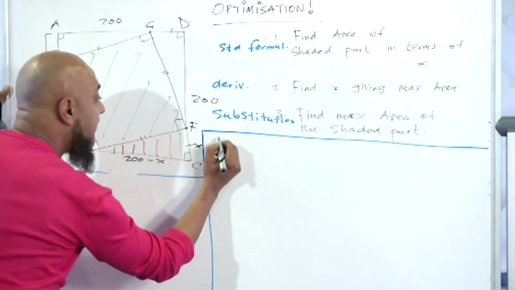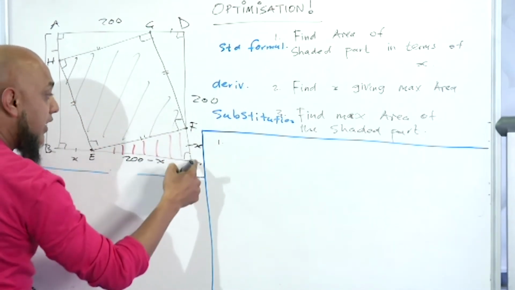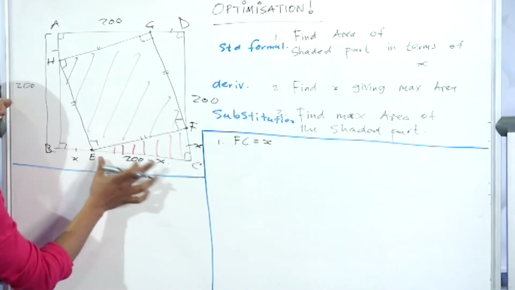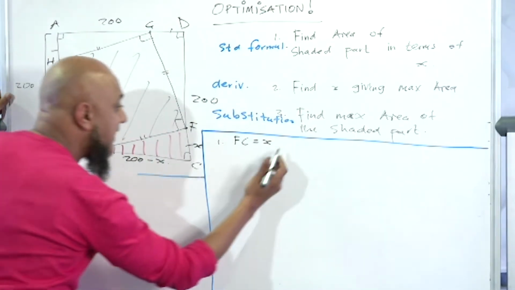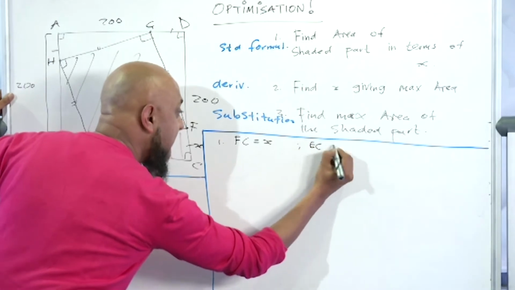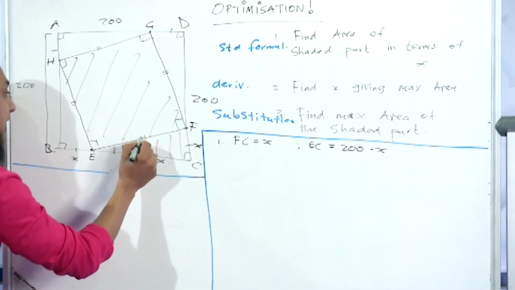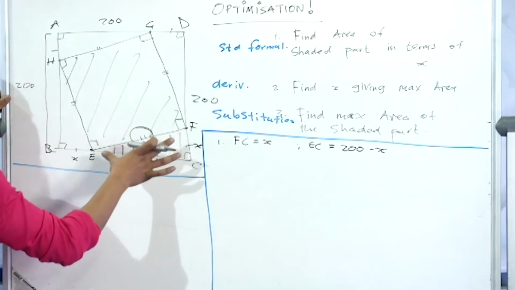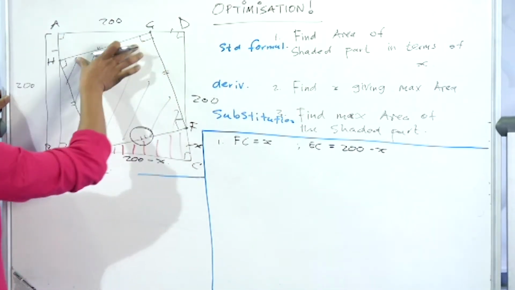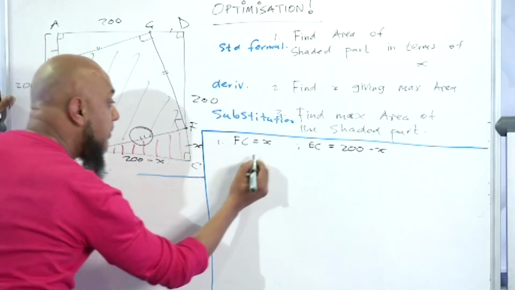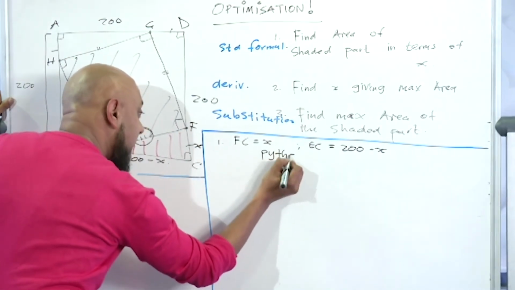So obviously to answer question number 1, we know FC is equal to X. We know EC is equal to 200 minus X. Therefore we now need to find EF, one side. Because if I find the one side, I found all the sides. So now we need to find EF. And we're now going to be using Pythagoras.